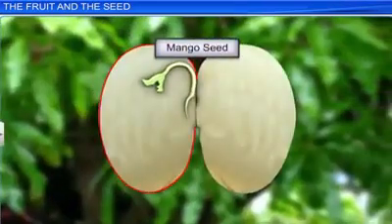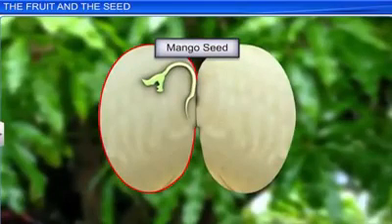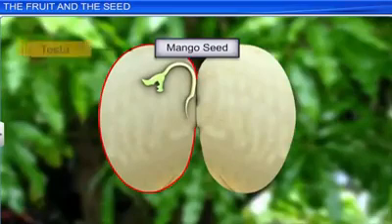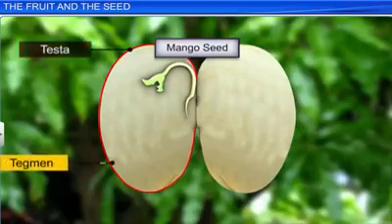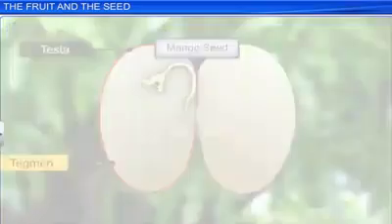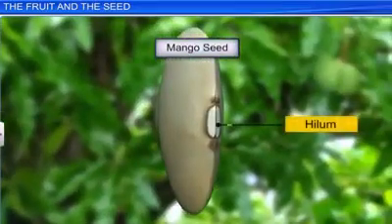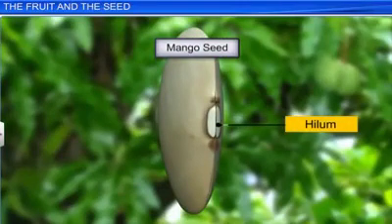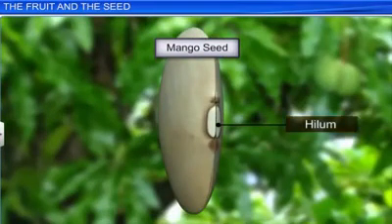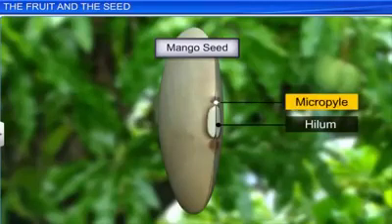In a dicotyledonous seed, the outermost covering is the seed coat and is made up of two layers, the outer testa and the inner tegmen. The seed coat also has a scar on its surface called the hilum, which helps attach the seed to the fruit. Above the hilum is the micropyle, a small pore in the outer coat of the seed. It is through the micropyle that the pollen tube enters an ovule.